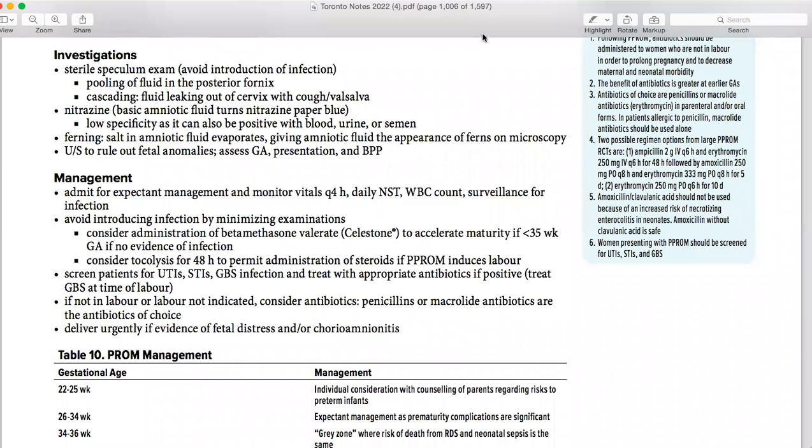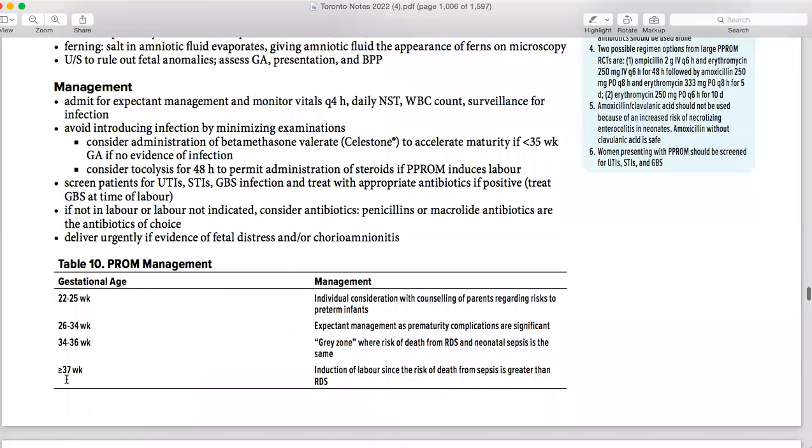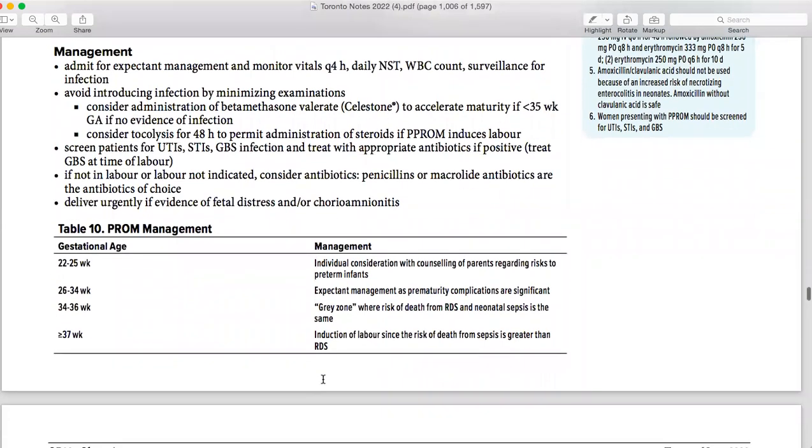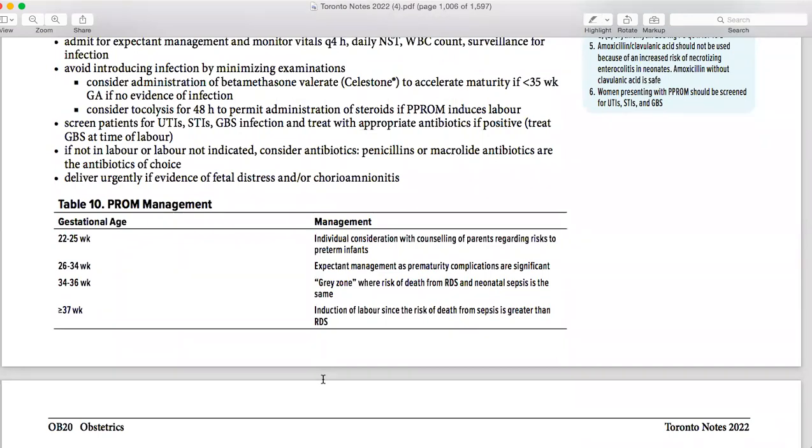So then next, in more than 37 weeks, all you do is deliver, because keeping the baby inside the belly is more dangerous than delivery. So that's why we would deliver the baby. Induction of the labor, since the risk of death from the sepsis is greater than RDS. So you have to see what is safe for the baby and go for this.